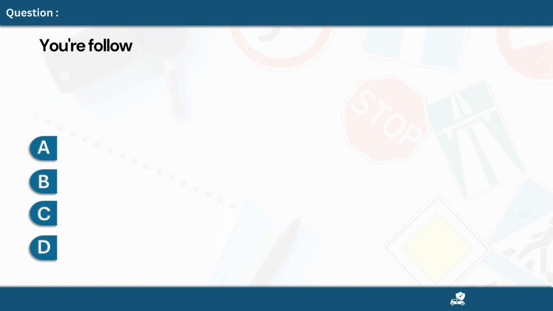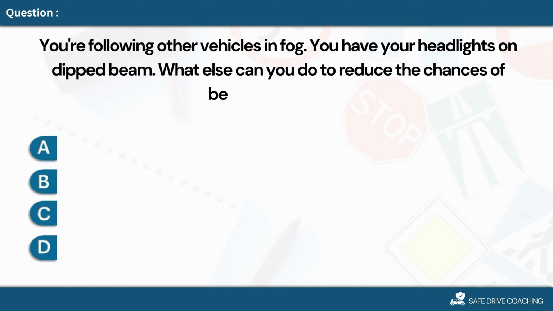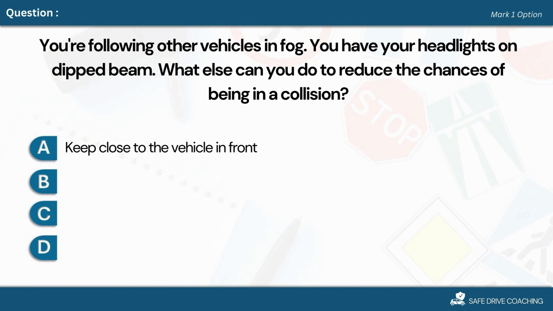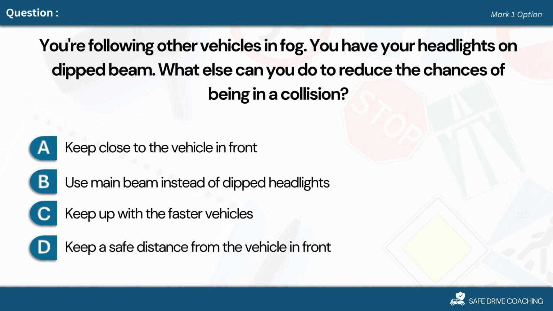You're following other vehicles in fog. You have your headlights on dipped beam. What else can you do to reduce the chances of being in a collision? A. Keep close to the vehicle in front. B. Use main beam instead of dipped headlights. C. Keep up with the faster vehicles. D. Keep a safe distance from the vehicle in front.